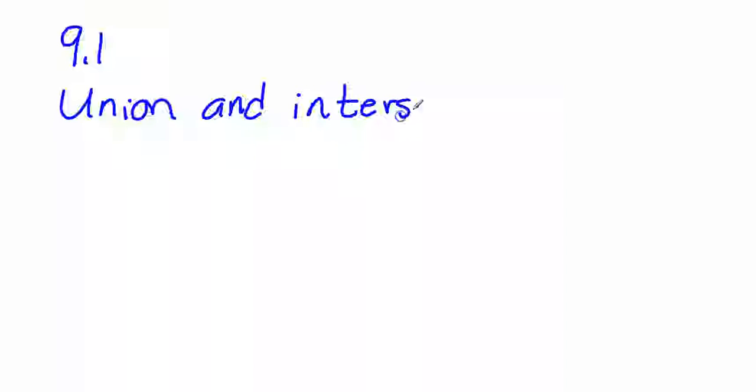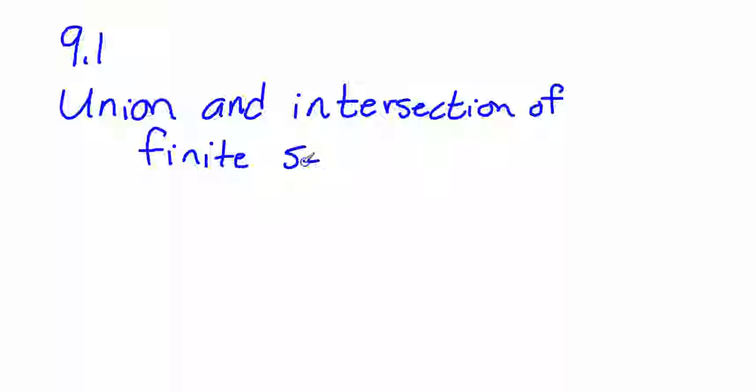The first thing they look at in 9.1 is union and intersection of finite sets. And the very first thing you've got to know is what they mean when they talk about the union and intersection.